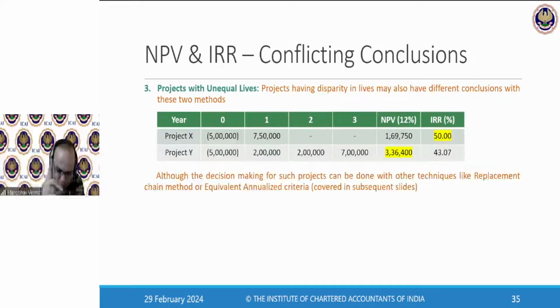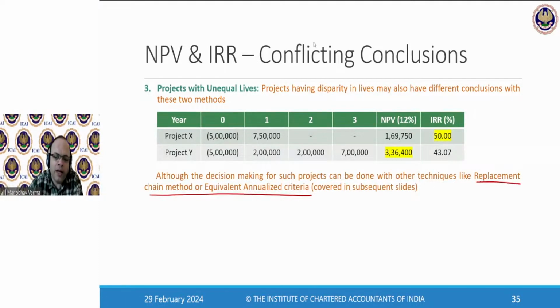This is something we will be discussing as one of the additional concepts here. That's something called the replacement chain method or equivalent annualized criterion. We will talk about these methods later on. If there are projects with unequal lives, we have some techniques that equate the comparison in a much better fashion. Otherwise, just looking at NPV and IRR, you will definitely have a conflicting situation here.